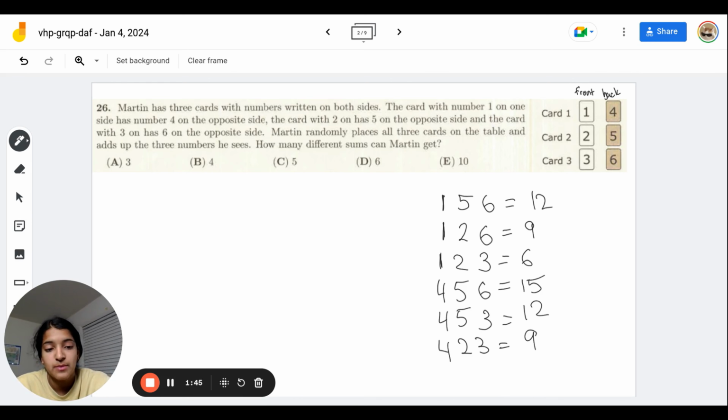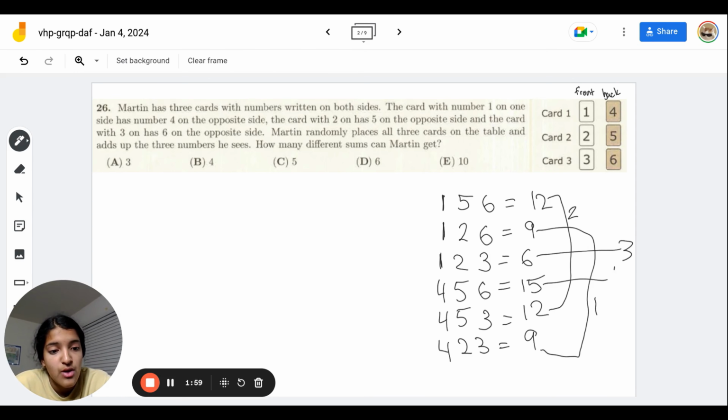So let's match up the sums that are the same. So 12 and 12 are the same sum, and 9 and 9 are the same sum. And then we have 1 of 15 and 1 of 6. So let's count them all up. We have 1, 2, 3, 4 different sums. So for this question, the answer would be B, which is 4 different sums.